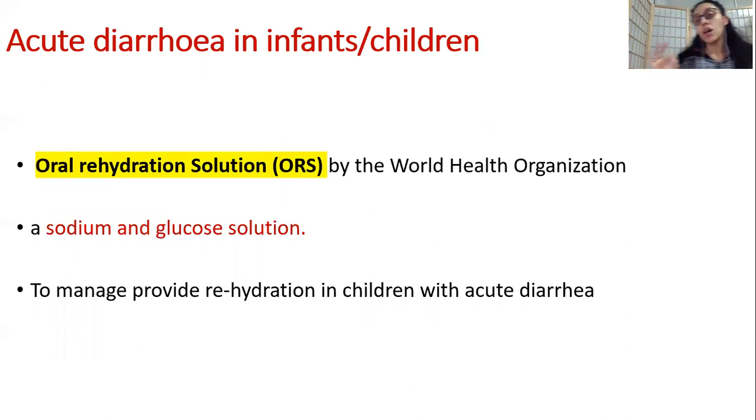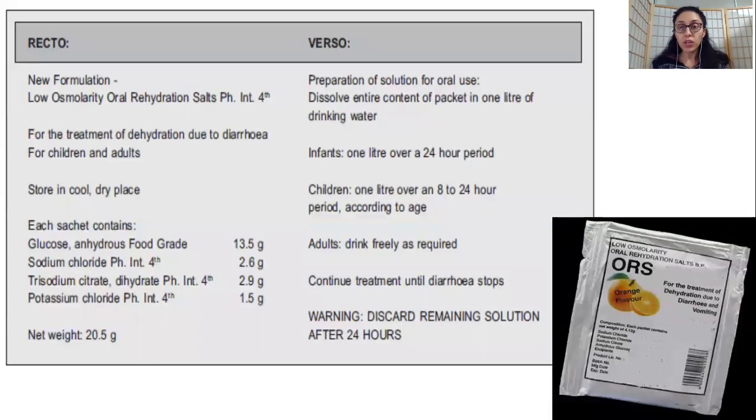For acute diarrhea, the World Health Organization recommended management technique is ORS, oral rehydration solution. This is a sodium and glucose solution, and this is how it looks. It is available freely or at a very, very subsidized rate in almost all developing countries, especially in India, where I've seen it a lot. It is mixed with water, and you take it.